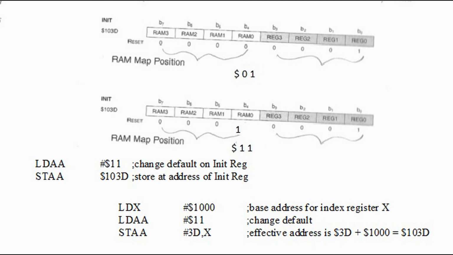In other words, we're going to add index register plus 3D, which gives us 103D. That is the hexadecimal address of the INIT register. And in this way, we did the same thing. We changed the bit pattern, but using the index addressing mode because we're high up in RAM.